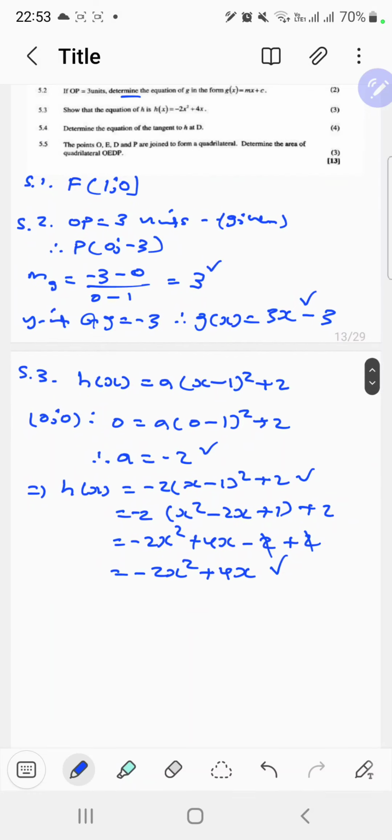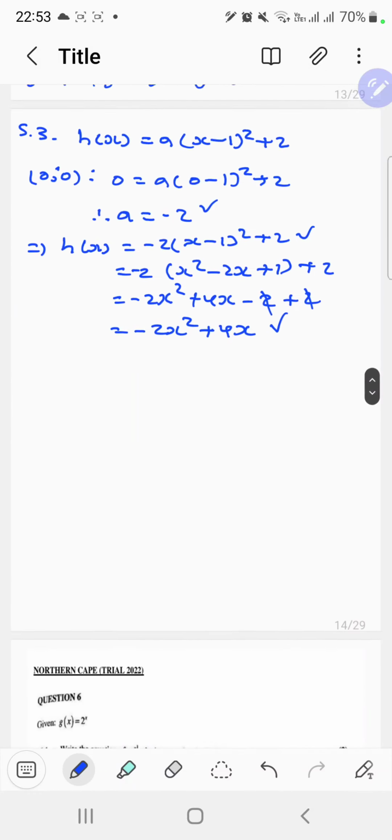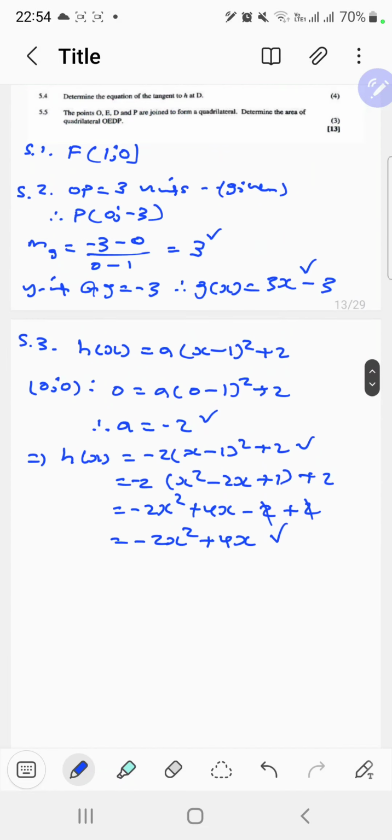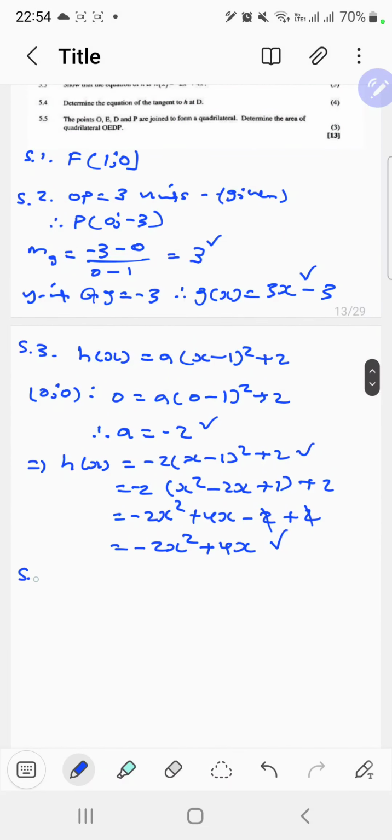Then the next one says, looks like we're going to run out of space here. This is dangerous. Why didn't I give myself enough space here? 5.4. I don't know why.